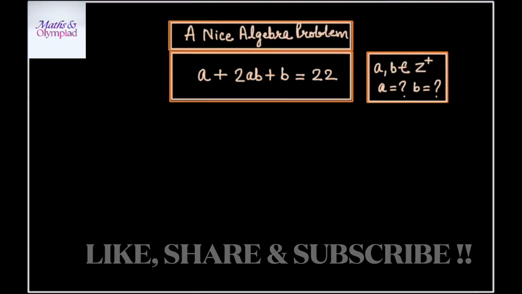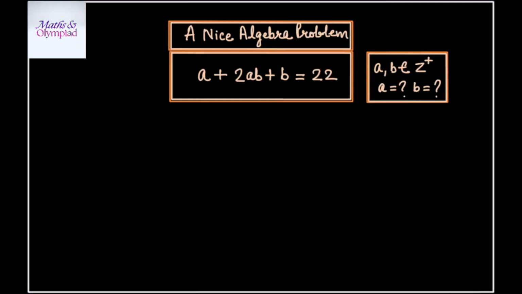In this video, we are going to solve a nice algebra question which says (a + 2)(2b + 1) equal to 22. Since a and b belong to positive integers, therefore the values of a and b must be greater than 0. And here we have to find the values of a and b. So let's begin this video by writing the solution.